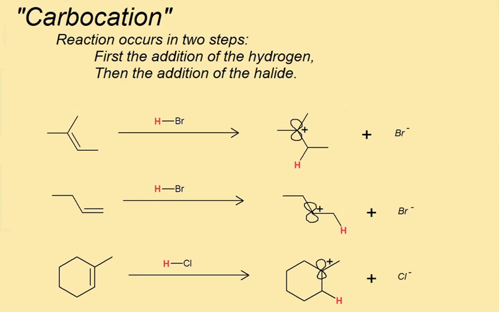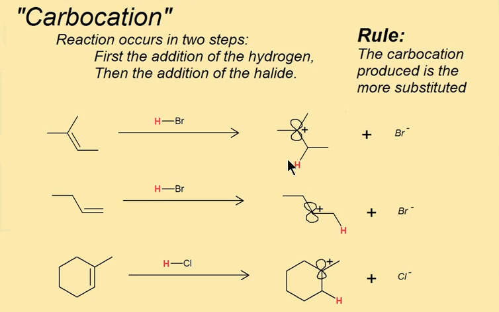That gives us our second rule. The carbocation produced is the more substituted. Tertiary compared to the secondary which might have been produced. Secondary compared to the primary. Tertiary compared to the secondary which otherwise would have been produced.